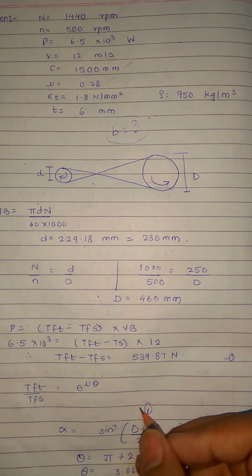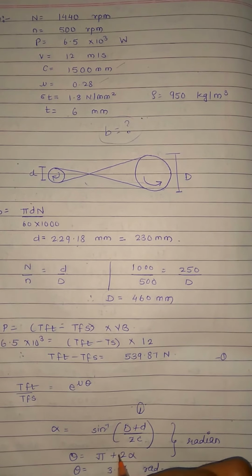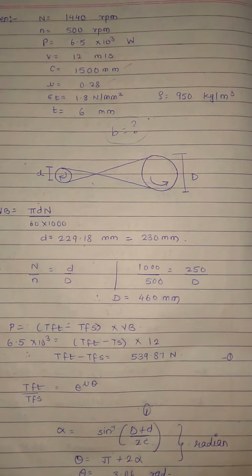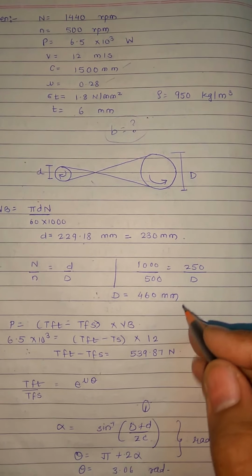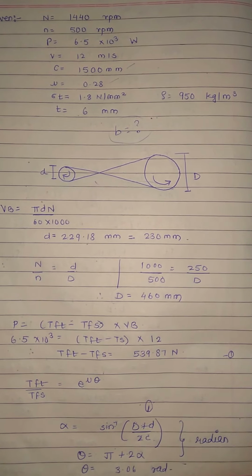We get alpha. From this alpha, it is in radian. Always remember alpha and theta are in radian. From this alpha, we get theta. How? Pi plus 2 alpha. In the last numerical, it was pi minus 2 alpha. So these are the two main differences in cross belt drive than the open belt drive. We get theta and we get alpha.